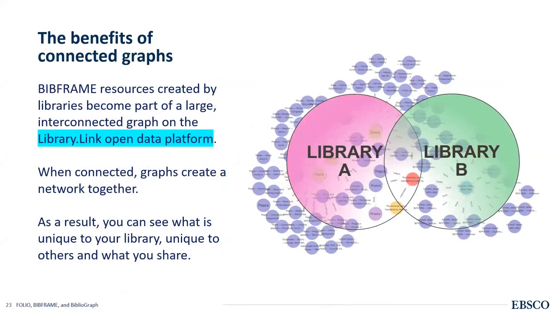When we start moving this into connected graphs, it gets quite interesting. As a library right now, you can convert your data from MARC into BIBFRAME, and you probably get quite a lot out of that. That data is then syndicated to the Library Link Network. So this is the data graph, and it's open. Library A and Library B can see what common resources they have, as well as which independent resources. This may open an interesting world in terms of who has the last copy, sharing of resources, and looking at whose collection is authoritative in a particular way.